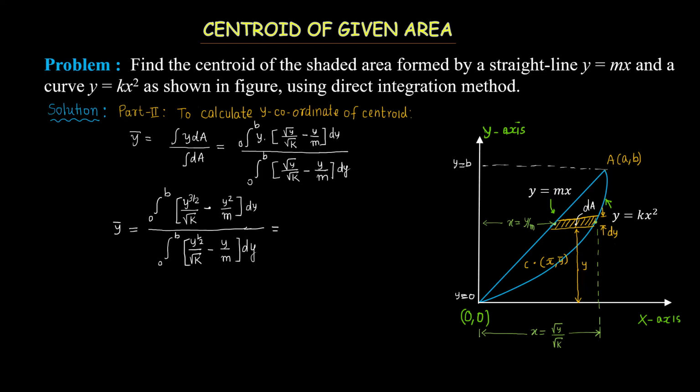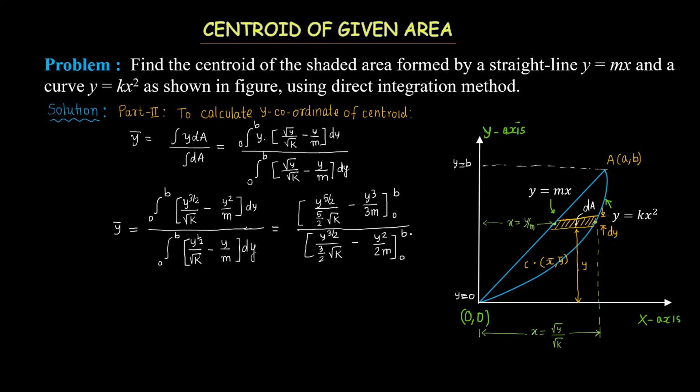Now let's integrate this. The integration of y raised to 3 by 2 is going to be y raised to 5 by 2 over 5 by 2, and then there's a root k as it is a constant here. This is going to be y raised to 3 over 3, m is there, no problem, as it is, 0 to b. Here we'll have y raised to 3 by 2 over 3 by 2, root k will be as it is, and here we'll have y square by 2, and m is there as it is, limit 0 to b, friends. So now we need to simplify this.